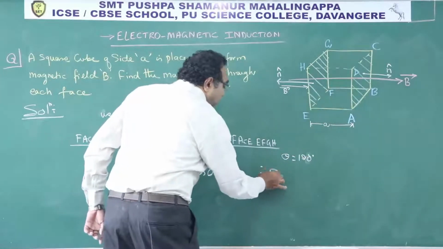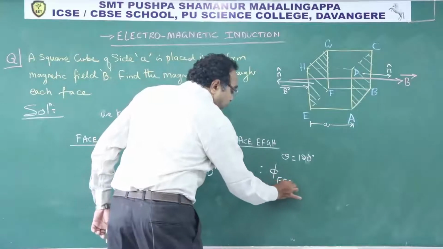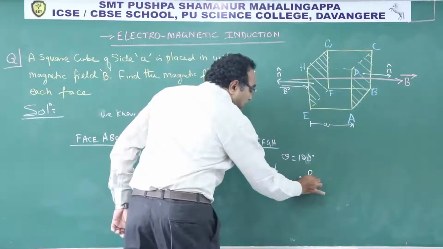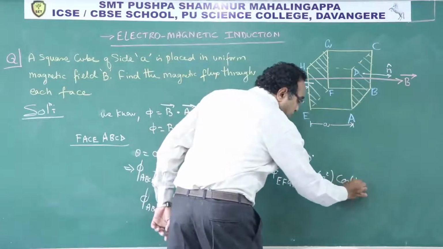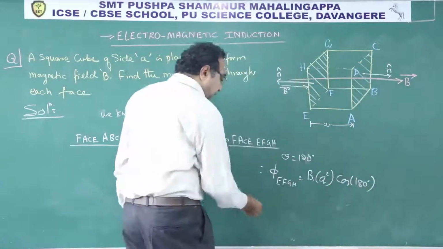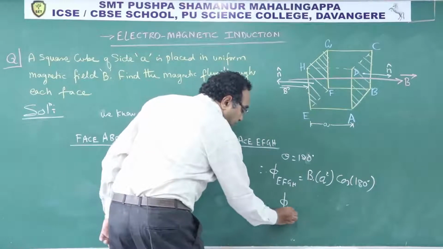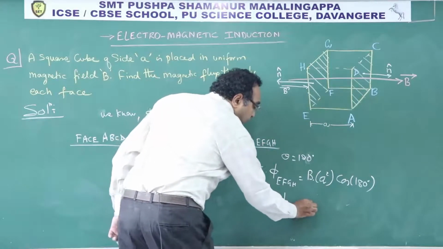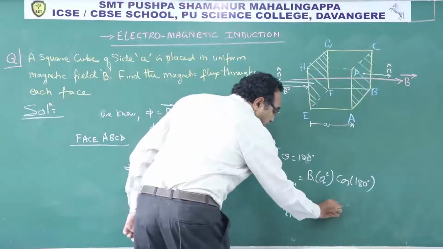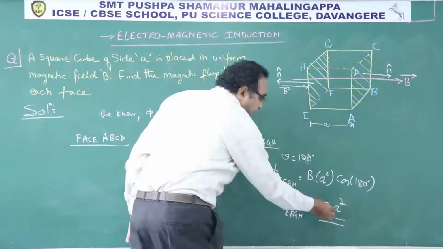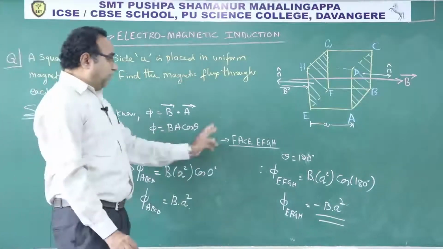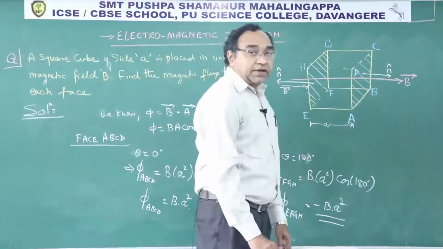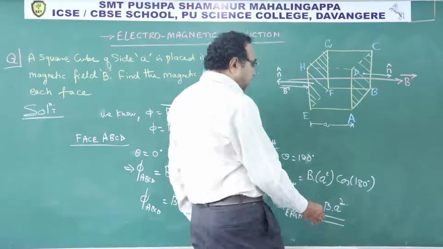So therefore, phi EFGH will be what? B A square cos 180 degrees. So phi EFGH will be minus B A square. Now 2 faces done. Let us go to other faces.